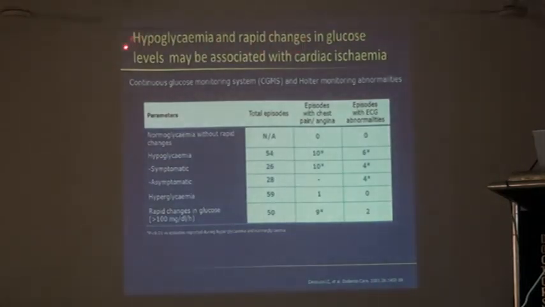Hypoglycemia and rapid changes in glucose levels may be associated with cardiac ischemia. We all know that. And these are the data. Again, this is LC D'Souza, another colleague from the same department, but this was published 7 years back. These were the chest angina episodes, these were the ECG changes, etc. with hypoglycemia. And these were done with continuous glucose monitoring. They observed with an interstitial patch that as the sugar goes down, the ECG on the Holter also changes.